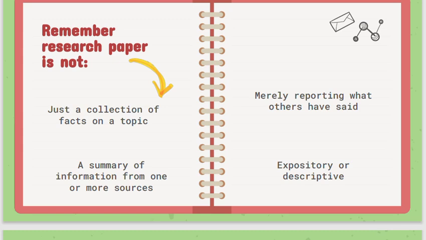So remember that a research paper is about analyzing the data, interpreting, and adding your own voice or your own words to the research paper. Also remember that a research paper is not just expository or descriptive, because a good research paper should present a well-reasoned argument supported by critical analysis and original insight. So these four points are very important in order to produce a good research paper.